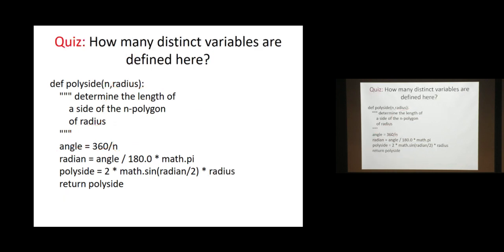Okay, let's look at this one. How many distinct variables are defined here? N, radius, angle, radian, polycyte. 1, 2, 3, 4, 5. 5 variables are defined in this scope. And they are used in this place. They cannot be used outside this function.